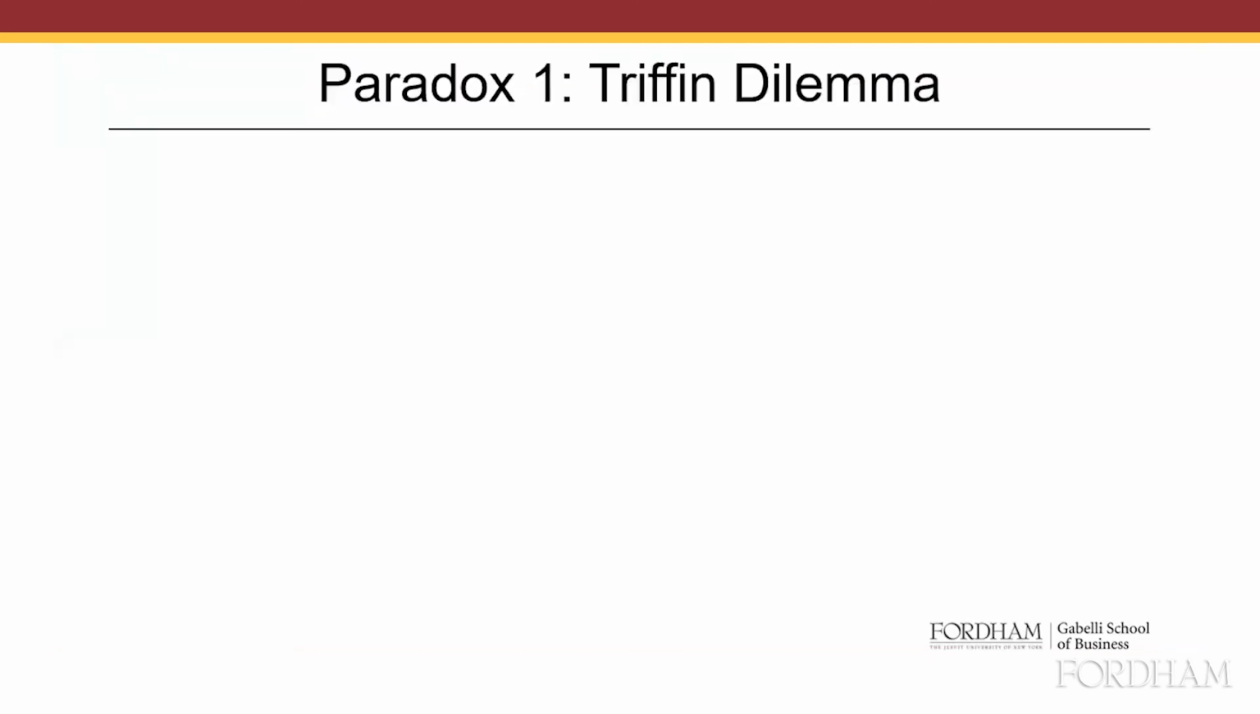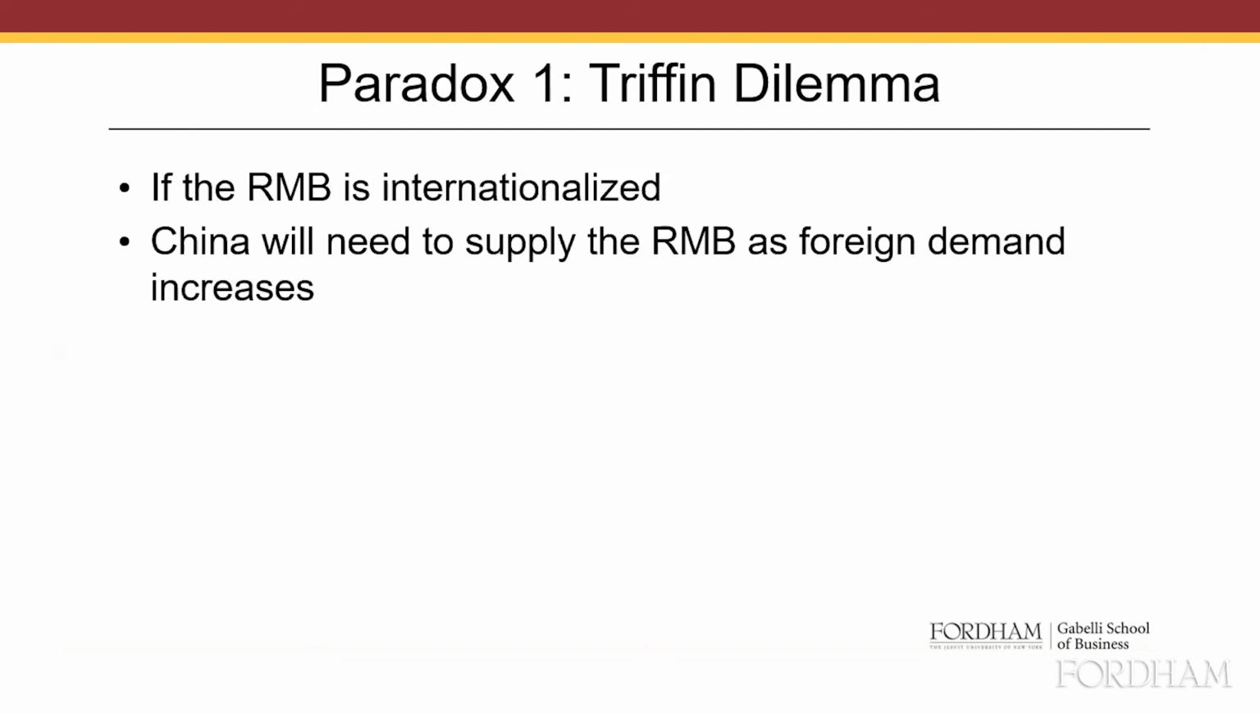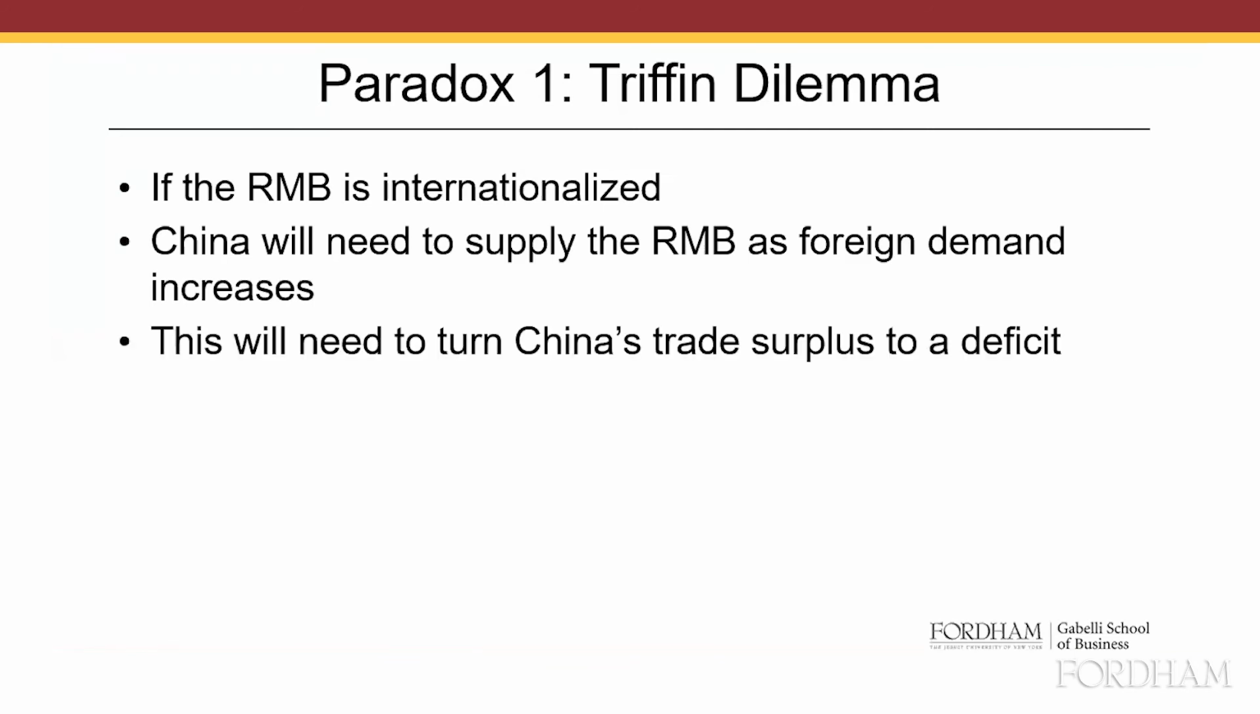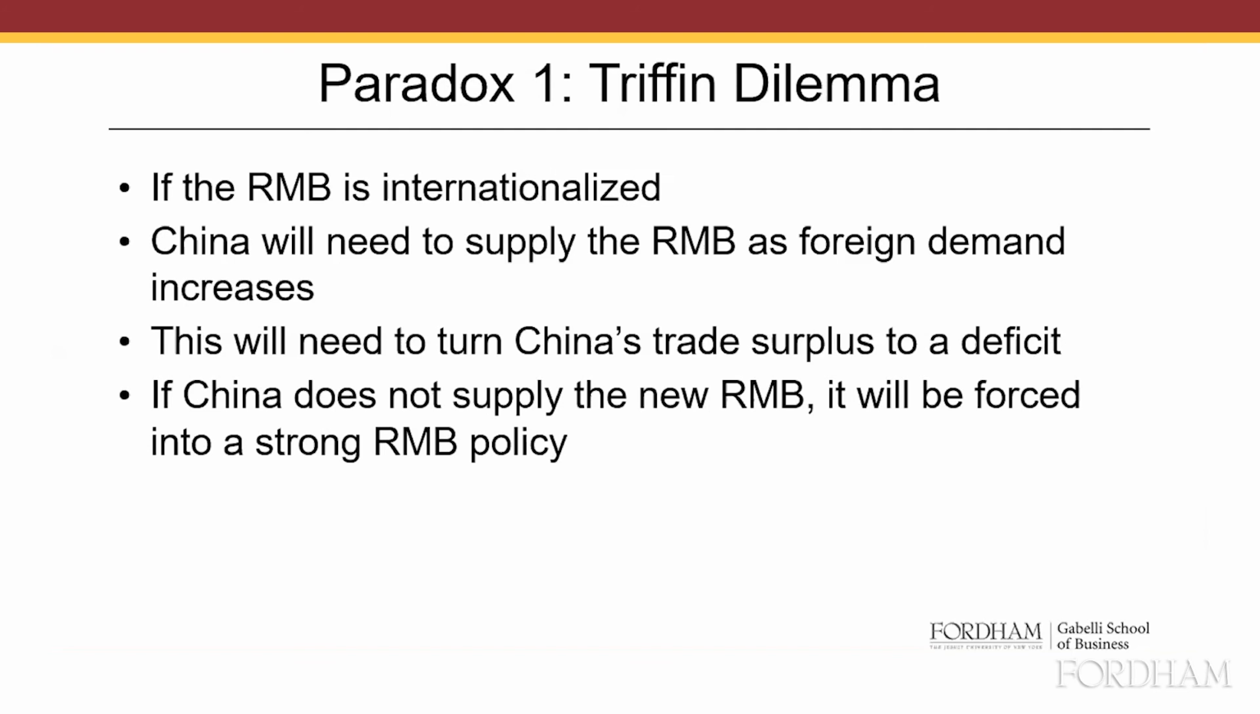So in summary, the first paradox relates to the Triffin dilemma. If the renminbi is internationalized, China will need to supply the renminbi as foreign demand increases. This will need to turn China's trade surplus into a deficit. If China does not supply the new renminbi, it will be forced into a strong renminbi policy.